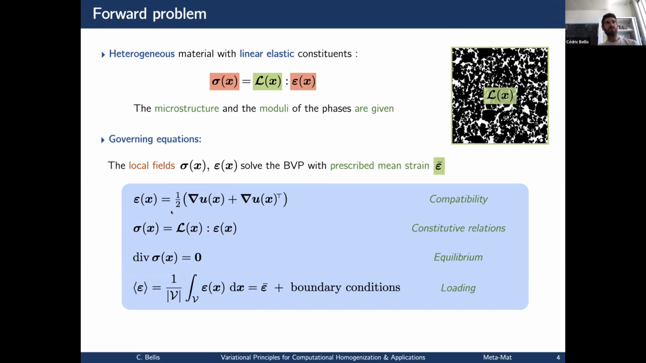So once we have solved this boundary value problem, then to homogenize the medium, we do some sort of post-processing. Typically, the effective properties are defined by computing the average of the strain and of the stress, and relating it to the applied mean strain. And the linear operator that appears in this relation is the homogenized or the effective elasticity tensor that we were looking for. So in the first part of my talk, I will describe a way to solve this problem numerically efficiently.